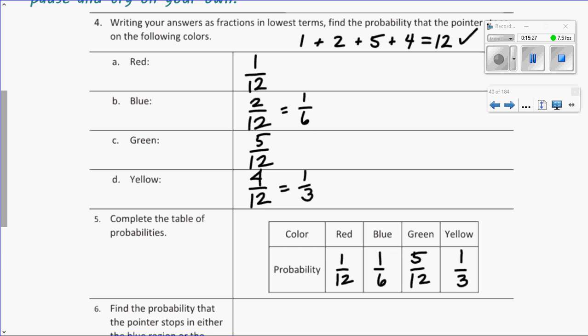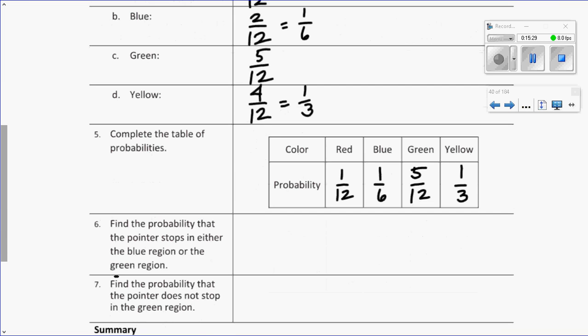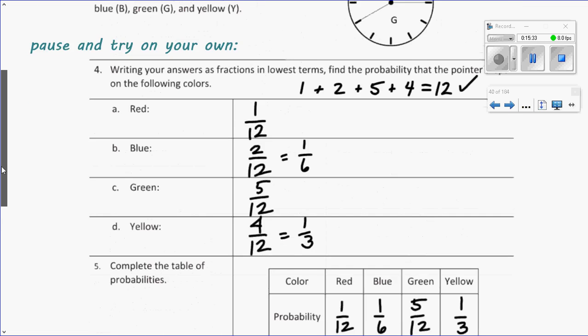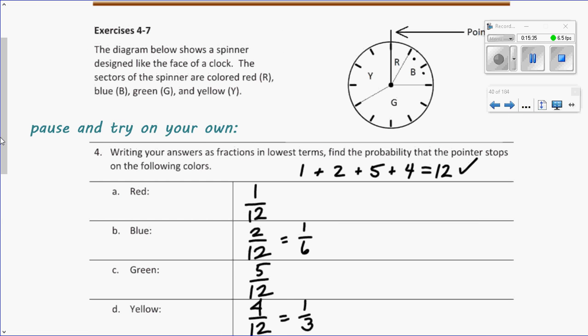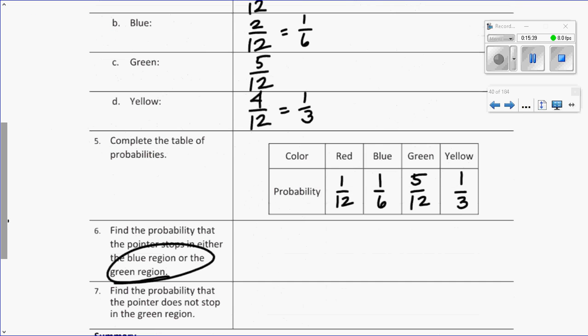What's the probability that the pointer will stop in either the blue or the green? Blue or green. You can go back up to the clock and count them together. 1, 2, 3, 4, 5, 6, 7. So that would be 7 out of 12. Or you could do 1/6 plus 5/12, which is 2/12 plus 5/12, which is 7/12.